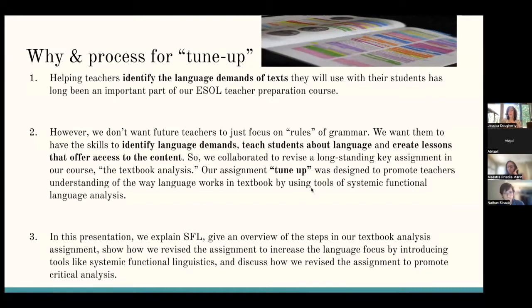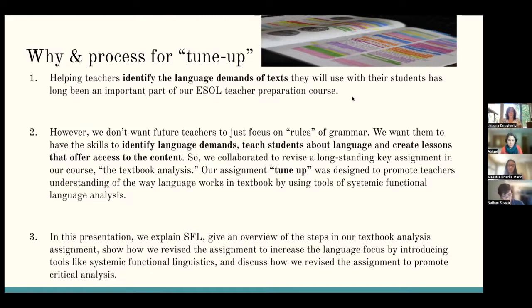So this is not necessarily for ELD content, it's for actual subject area, content areas. And they learn how to analyze the language demands in their text. And then they learn how to teach students not only about high-level vocabulary, but about meta language, and just teach about language itself. And then to create lesson plans that offer access to their content area by analyzing that language.